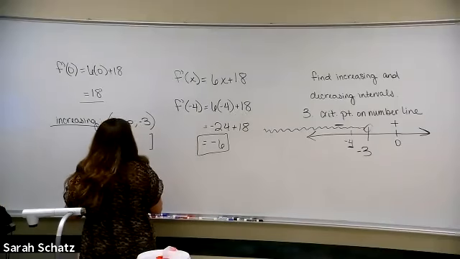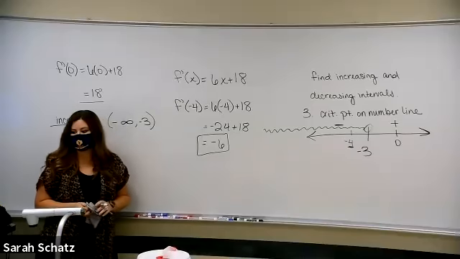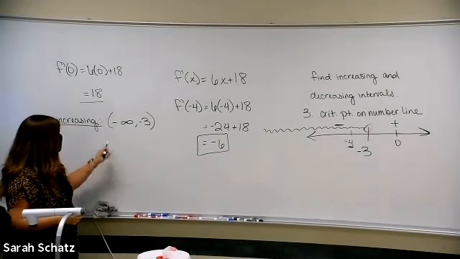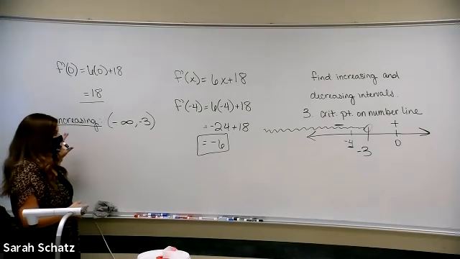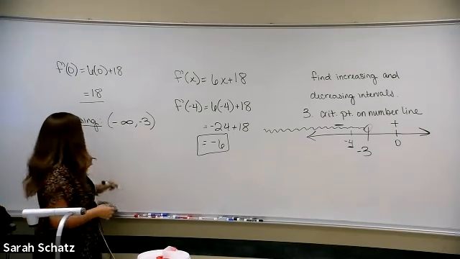You guys, when we're talking increasing and decreasing intervals, we never bracket. We never actually include that -3 in our interval. So you guys, this is the increasing interval from x equals -infinity all the way up to this point at -3.